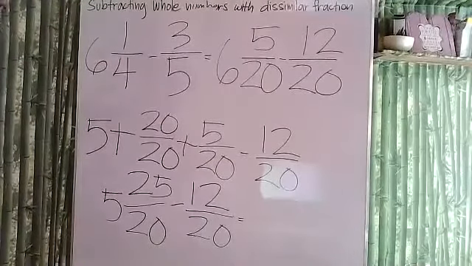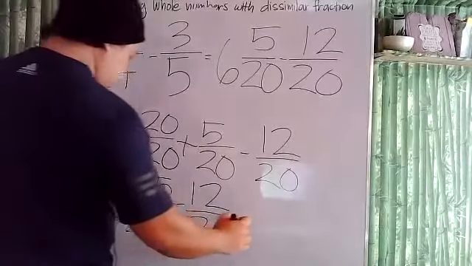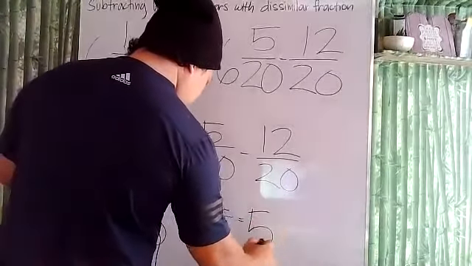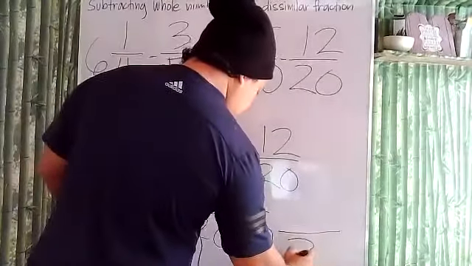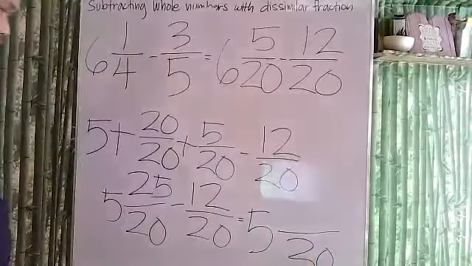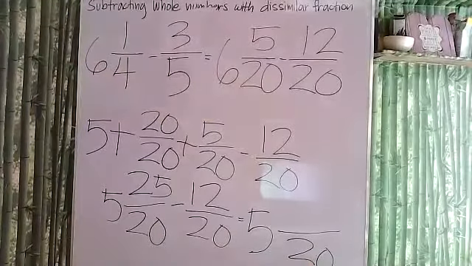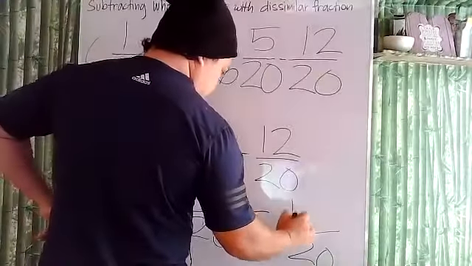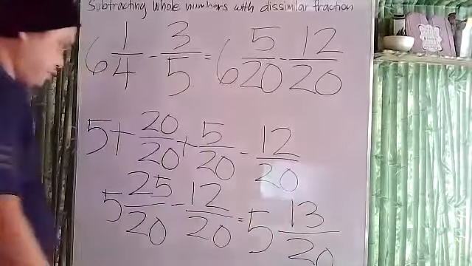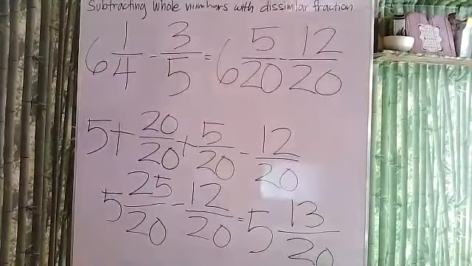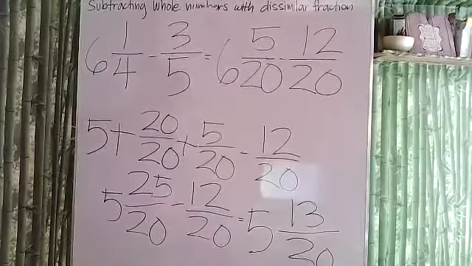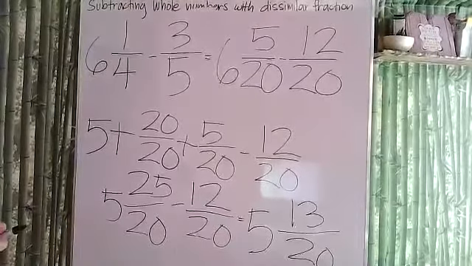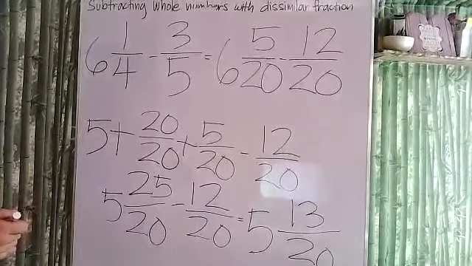Now, let's subtract. 5 minus 3 is 2. So our denominator is 20. Okay. Now, 25 minus 12 is 13. Okay. So it's 2, and 13 over 20, that would be our final answer. Okay. That's how you subtract whole numbers with dissimilar fractions. Let's have some more examples.